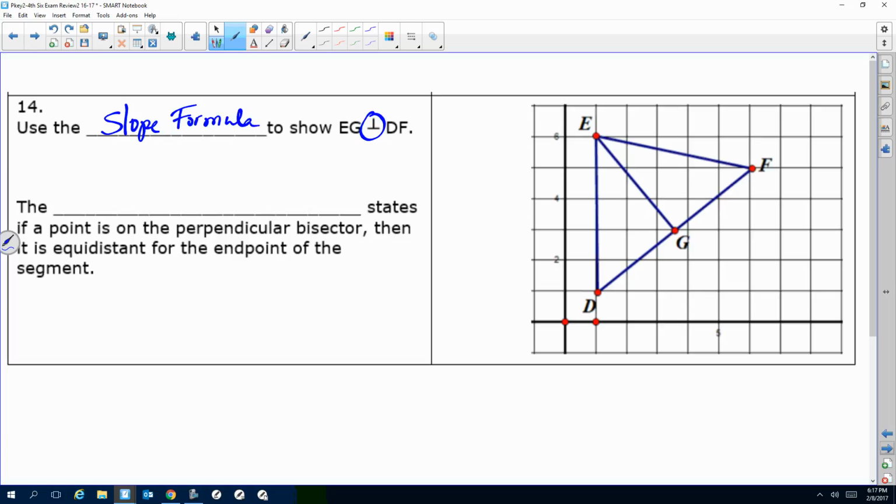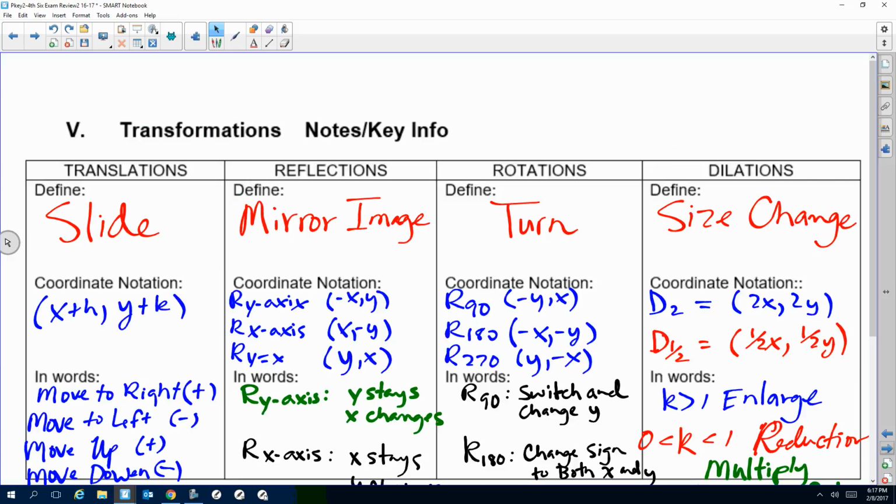The blank states that if a point is on the perpendicular bisector, then it is an equal distance from the endpoints of the segment. If I see that word, I'm going to use the perpendicular bisector theorem. This one is when we use a theorem, okay? So just memorize these facts so we can fill them in correctly on your test.